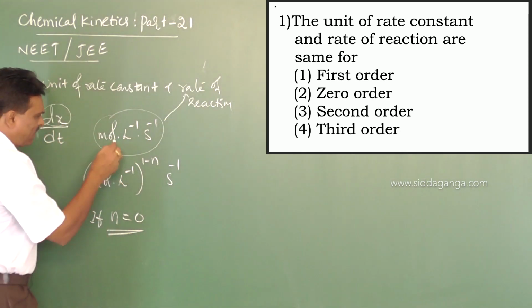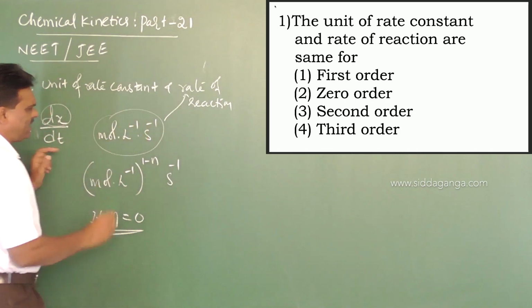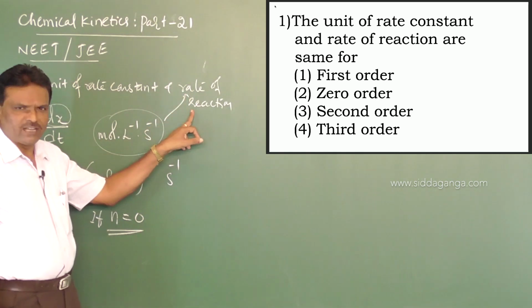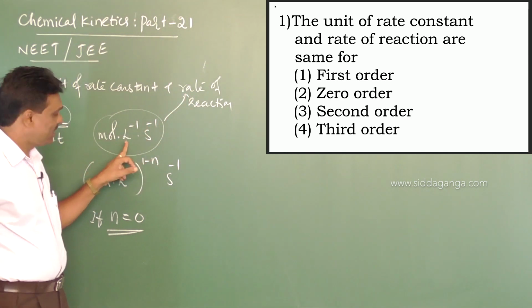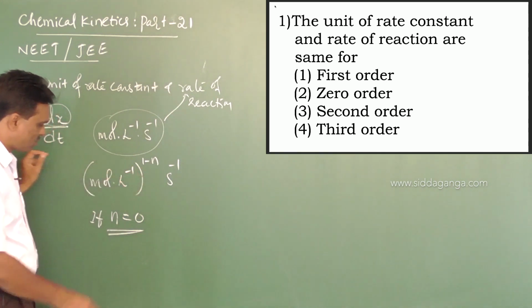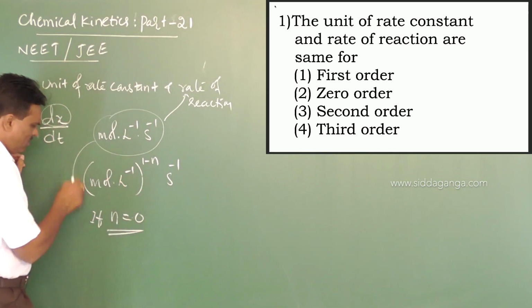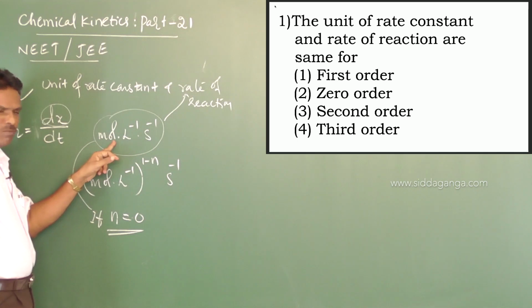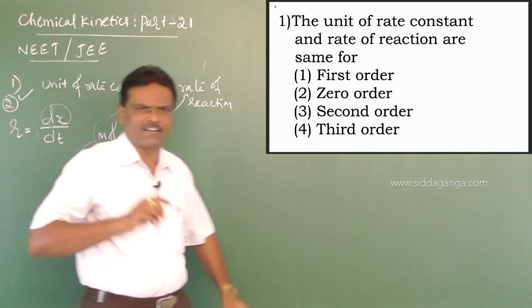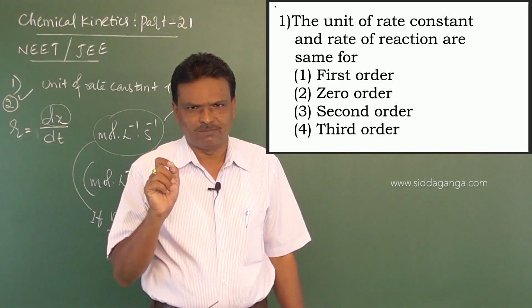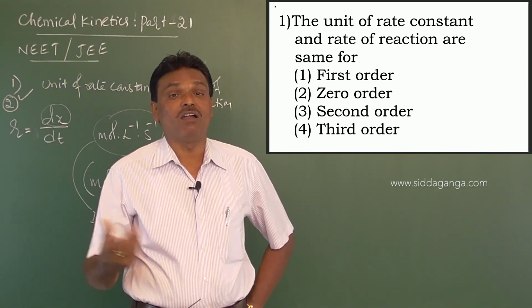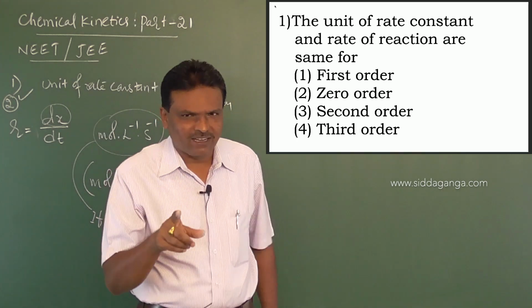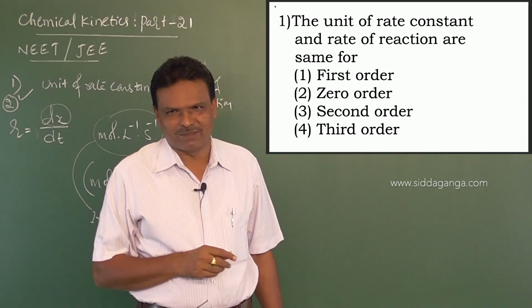So moles per liter per second is a unit of rate of reaction and also it is a unit of rate constant in case of zero order reaction. If n is 0, you will get this one, moles per liter per second. Is it clear? I told you in the theoretical part, in which order the unit of rate constant and rate of reaction are the same.